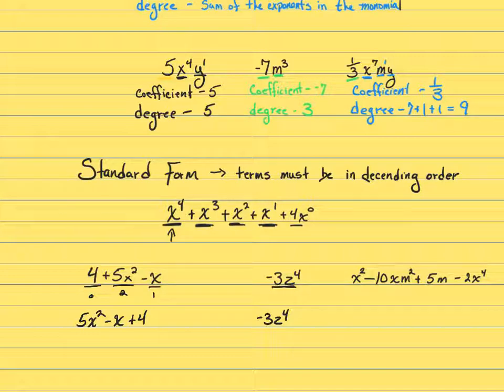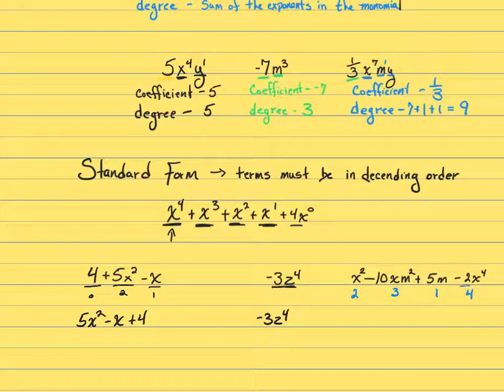And this next example, I put a little bit of a trick in here. If we go through and look at the degrees of each one, this x squared has a degree of 2. Negative 10xm squared has a degree of 3. Remember that we have to add the exponents of the variables. 5m has a degree of 1, and negative 2x to the fourth has a degree of 4.